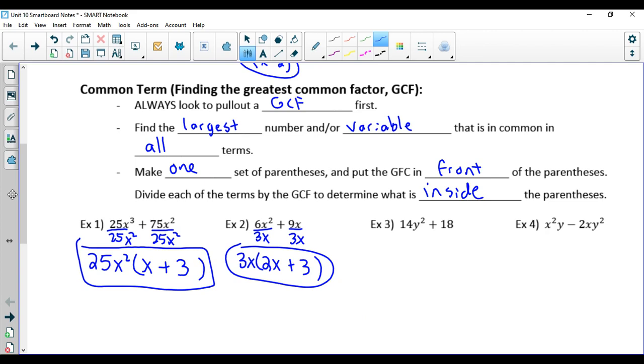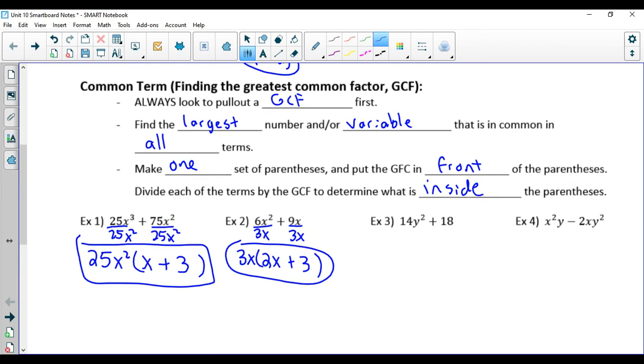All right, try 3 and 4 on your own. GCF is 2. Remember, put the GCF in front, divide everything by the GCF, which is 2. You get 7y squared plus 9. What's your GCF for number 4?